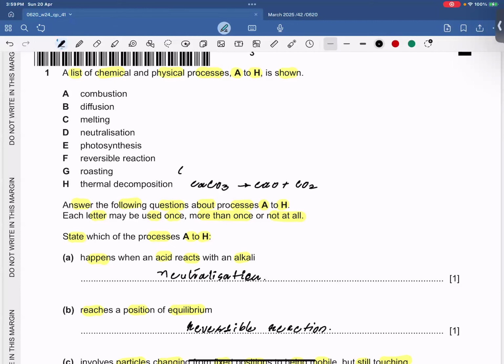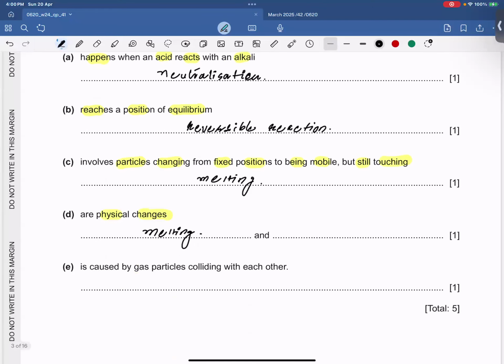Roasting is basically the reaction of any element with oxygen. Reversible reaction. Combustion is a chemical change because it undergoes combustion and is converted into carbon dioxide. Diffusion, movement of particles from one place to another place. So diffusion is going to be the next example. Okay.